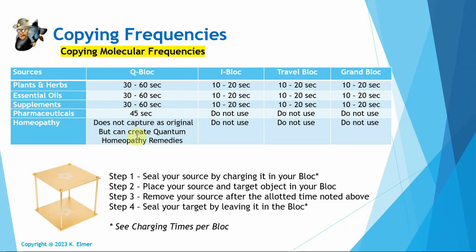The recommendation is you don't try to copy a homeopathy remedy because of the way that it's structured. But everything else, you can actually copy those frequencies and then put them into a card or so forth. Now, the I block, the travel block, and the grand block, it's 10 to 20 seconds, and of course, it's highly recommended you don't use those to try to copy pharmaceuticals or homeopathy. Those three blocks are just so strong that you don't want to do that.